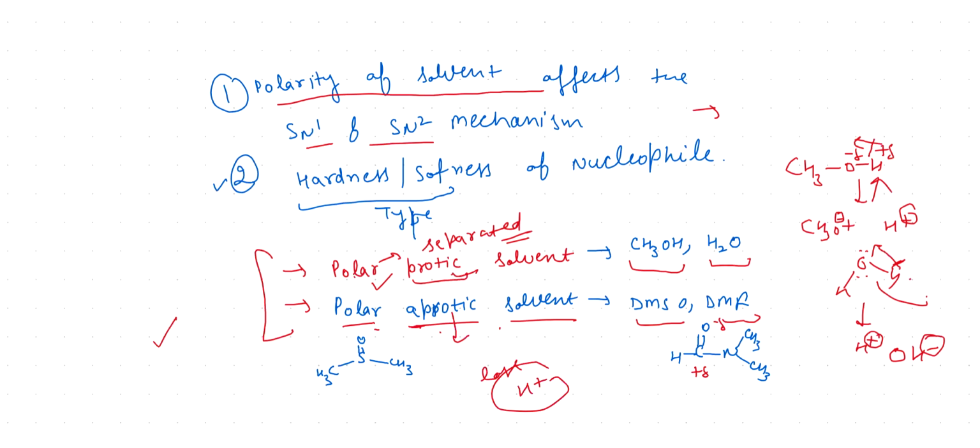Second is what kind of nucleophile we are using, whether it is hard or soft. What is the nature of the nucleophile? Such as OH negative, it is a hard nucleophile. SH negative is a soft nucleophile. So it depends upon the different nucleophiles, what kind of mechanism should be followed. This will all be discussed in the next lecture.